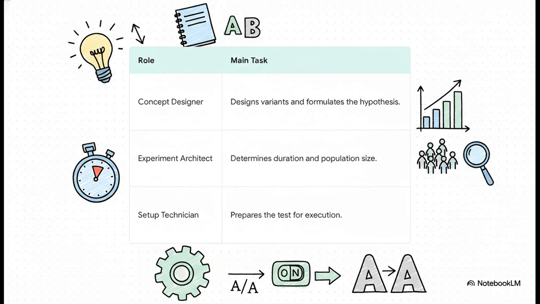Then you have the experiment architect. They're the scientist who figures out all the technical stuff, like how long the test needs to run and how many thousands of users they need to get a reliable result. And finally, there's the setup technician, who gets everything ready for launch. This even includes running little preliminary tests, like AVA tests, where both groups see the exact same thing just to make sure the testing system itself isn't broken.